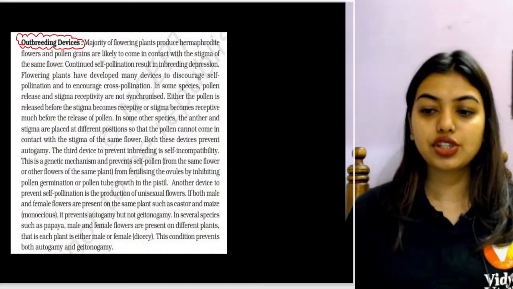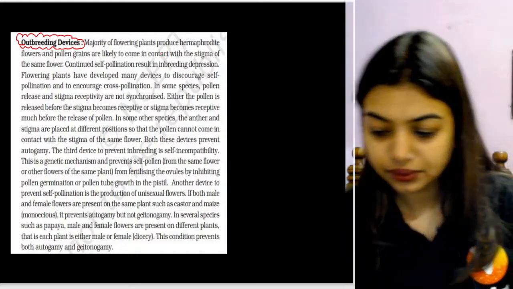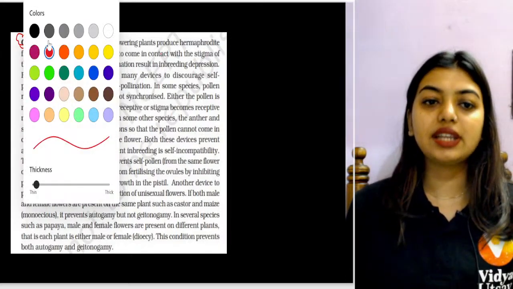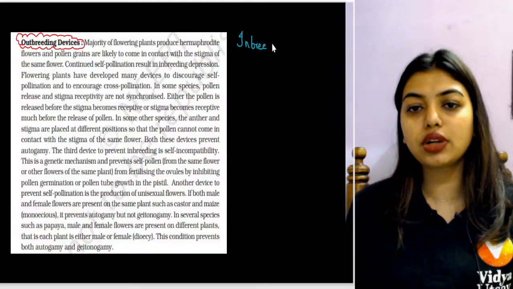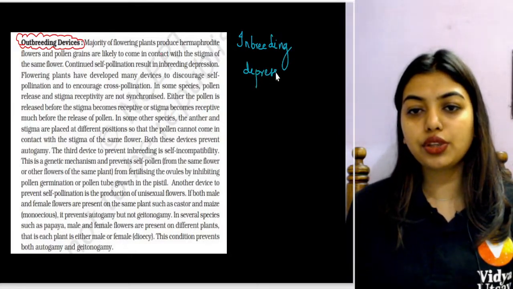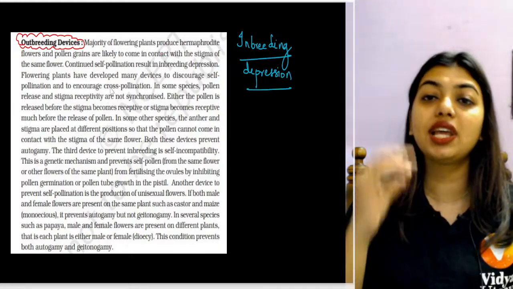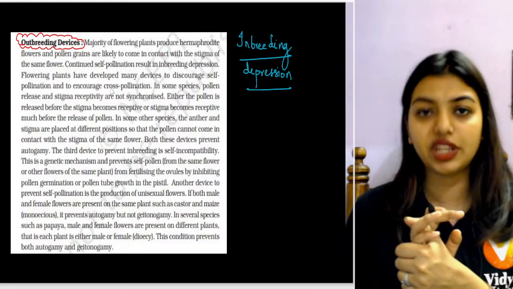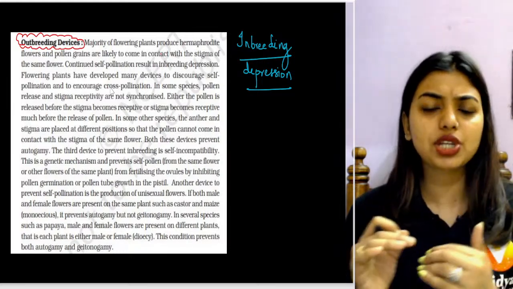And yes, what is the use, students? The use of outbreeding devices is that whenever there is inbreeding depression, that is, a plant goes through continuous self-pollination, the plant will get tired of doing self-pollination and there is no variation. That is when we'll be using outbreeding devices. So yesterday we saw which are the outbreeding devices.